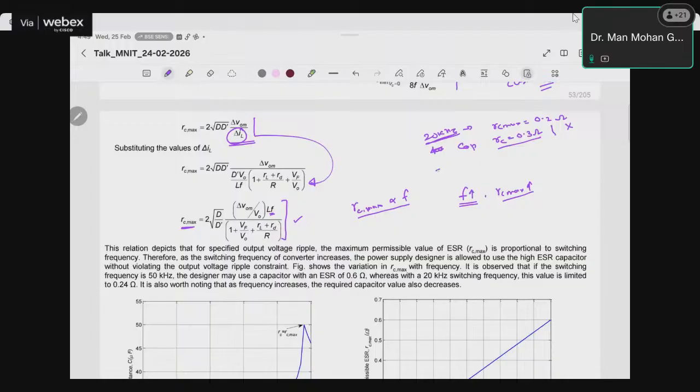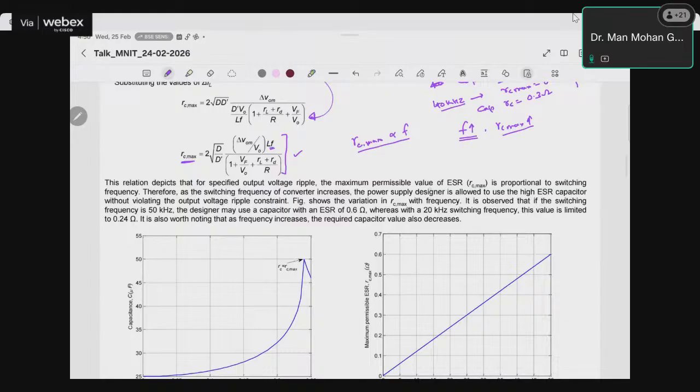But if I use the same capacitor at 40 kilohertz, then as per this calculation my RC max value, and please note that other component values we are keeping the same, because frequency is doubled and it is proportional to F, becomes 0.4 ohm. So if I use the same capacitor with RC equal to 0.3 ohm, that is allowable. That is the conclusion: if you increase the frequency, then we have flexibility in selecting capacitance in terms of ESR. The relation depicts that for a specified output voltage ripple, the maximum permissible value of ESR is proportional to switching frequency. Therefore, as the switching frequency of the converter increases, the power supply designer is allowed to use a high ESR capacitor without violating the output voltage ripple constraint.